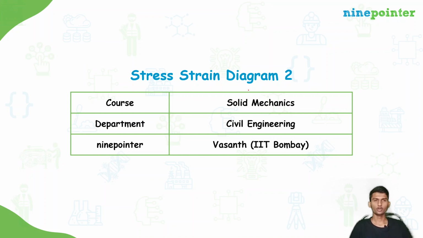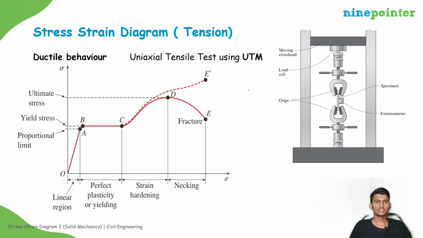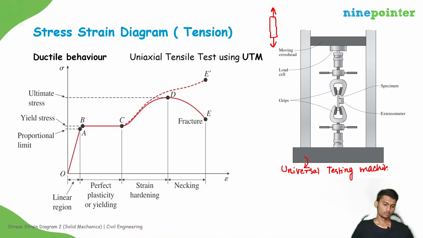In this video, we are going to discuss the stress strain diagram. So this is the stress strain diagram under tension. How do we draw the stress strain diagram? First we take a prismatic bar, then we subject it to tensile load using a machine called the universal testing machine. Using this machine, we apply a tensile load on the prismatic bar.